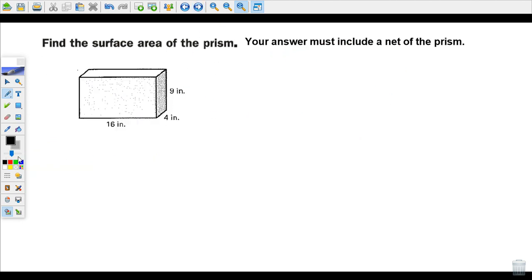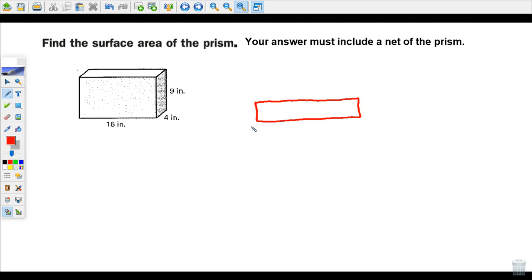Do one more example, and this one I will show you the other way to calculate it at the very end. But obviously we need to start with another net. So I'm going to start with the bottom. Bottom is 16 by 4. So again, kind of a long, skinny rectangle. So 4 inches by 16 inches.